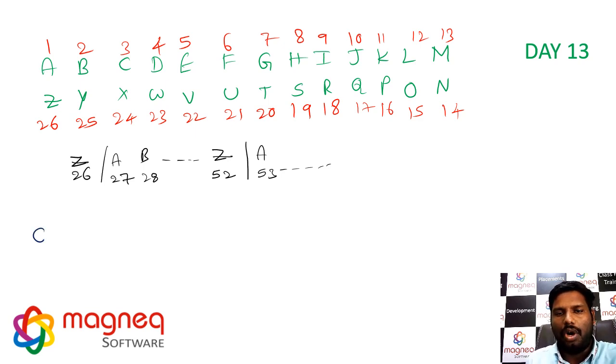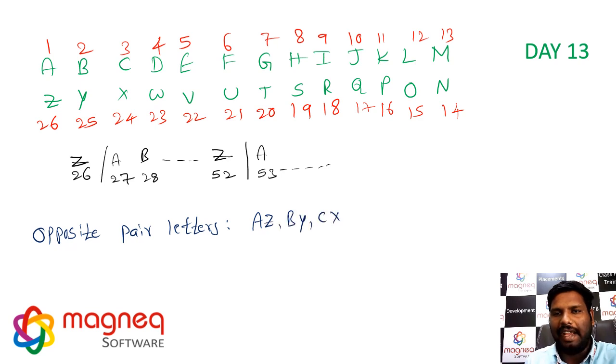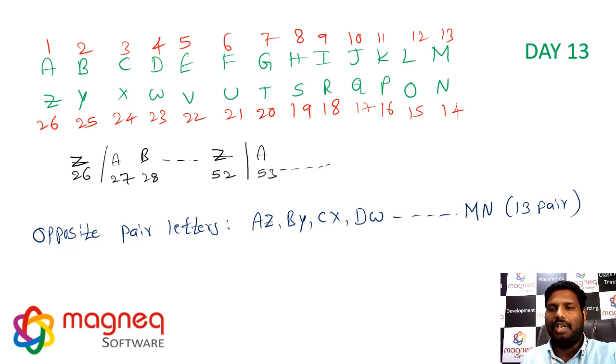And important, opposite pair letters. AZ opposite pair letter, BY opposite, CX opposite, DW opposite, like this up to MN. MN opposite pair letters. There are total 13 opposite pair letters.